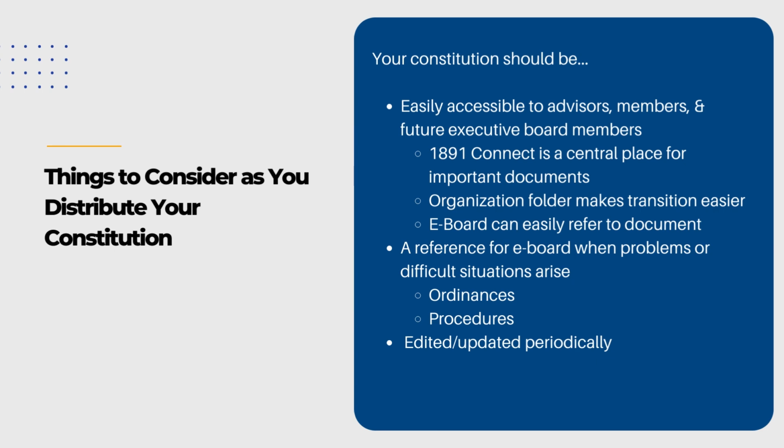1891 Connect is a central place for important documents and is easily accessible for advisors, members, and future e-board members. It makes transition easier and the e-board can easily refer to that document. It is also a reference for e-board when problems or difficult situations arise because it outlines the precedents and how things operate, as well as ordinances and procedures.